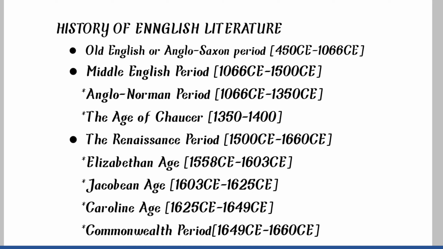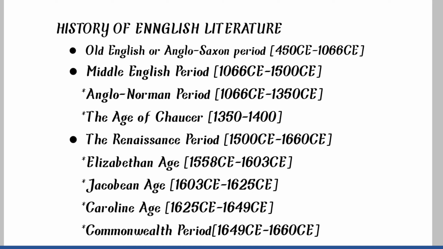Then we have the Renaissance period, which ran from 1500 to 1660 CE. This period is also divided into 4 periods or ages. First, we have the Elizabethan Age, which ran from 1558 to 1603 CE. This period is named after Queen Elizabeth, and it is also called the Age of Shakespeare. Shakespeare was a great dramatist, actor, and writer in that period.